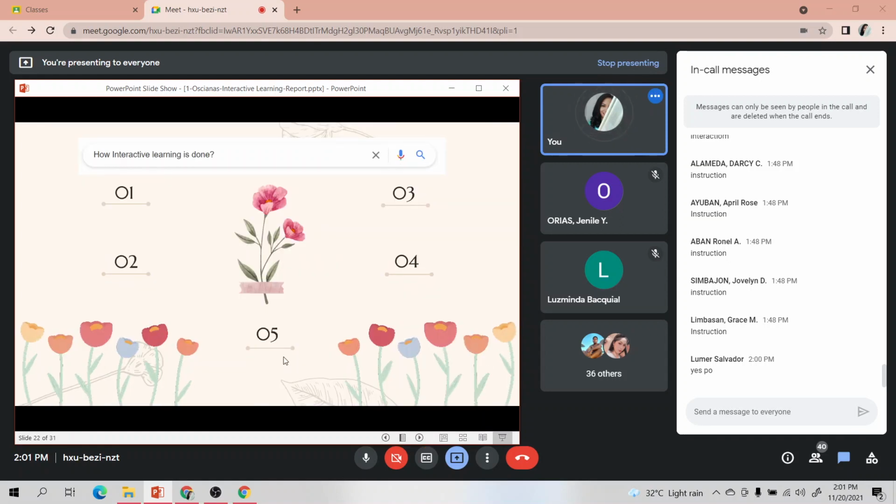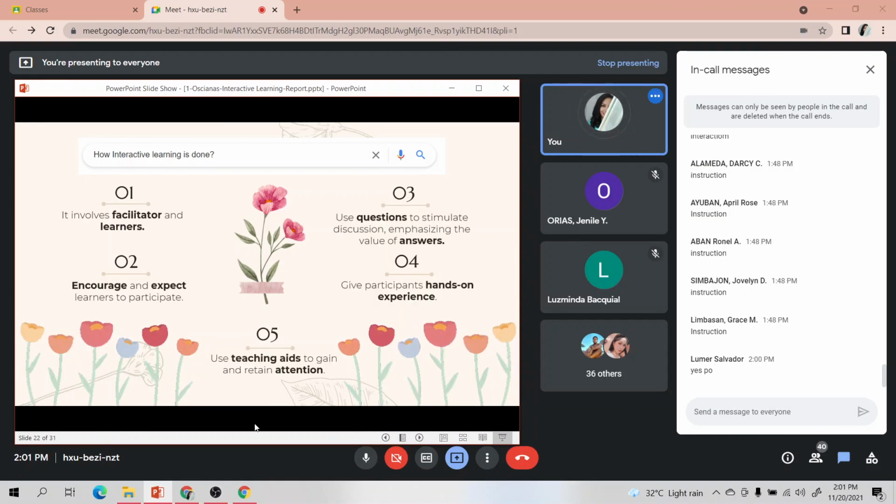Okay, next. So, how is interactive learning done? Okay. So, first, it involves facilitator and learners. Okay, so make the students actively involved. So as teacher, ang imuhang role sa interactive learning is to facilitate. So you're just going to facilitate, and then si learners na ang mag-share sa ilang ideas and knowledge para mas maka-learn siya.